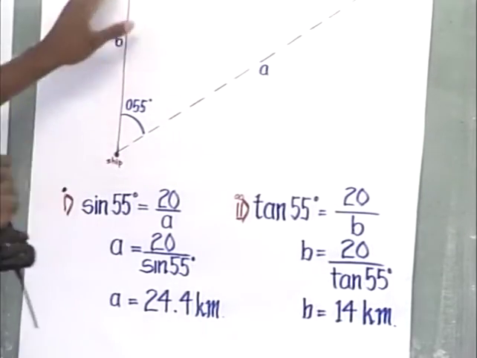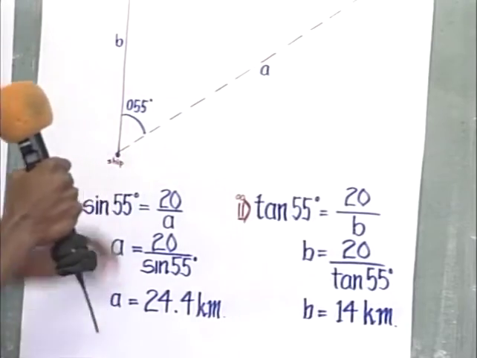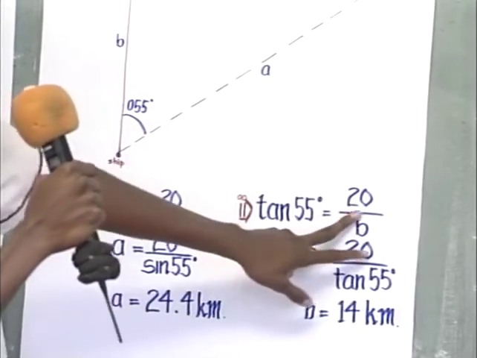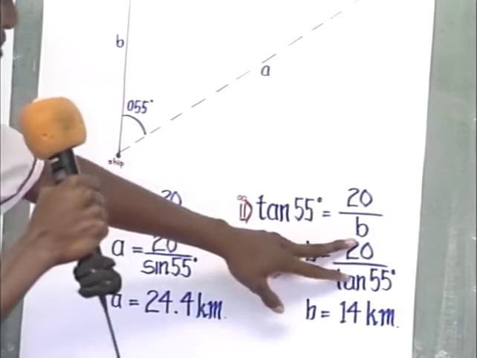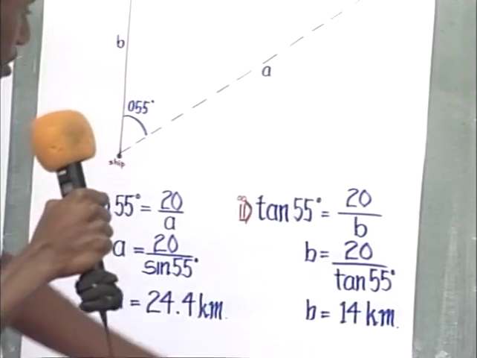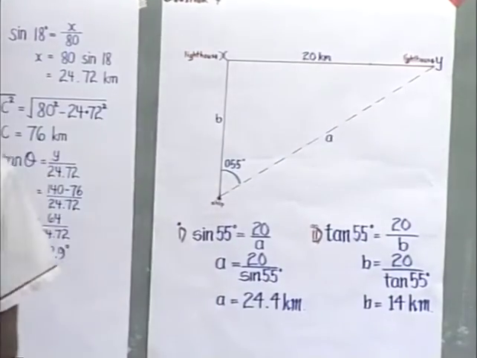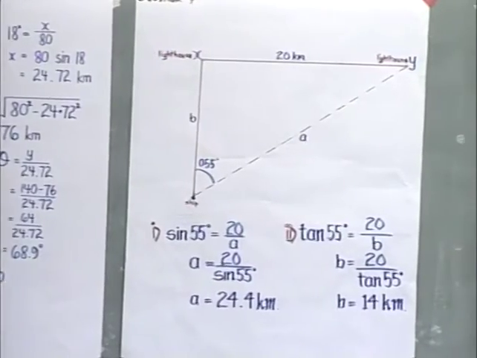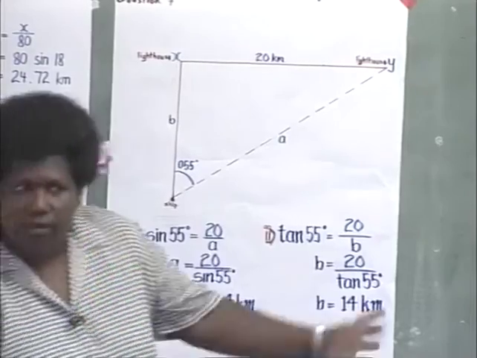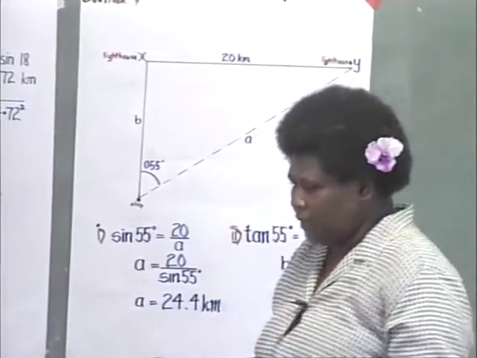And to find the distance B, we use tan 55 degrees, which is 20 over B. Opposite over adjacent. To find B, 20 over tan 55, and the distance B is 14 kilometers. Good. Well done, Patrick. Thank you. Anything that you don't understand from the answer? Okay.